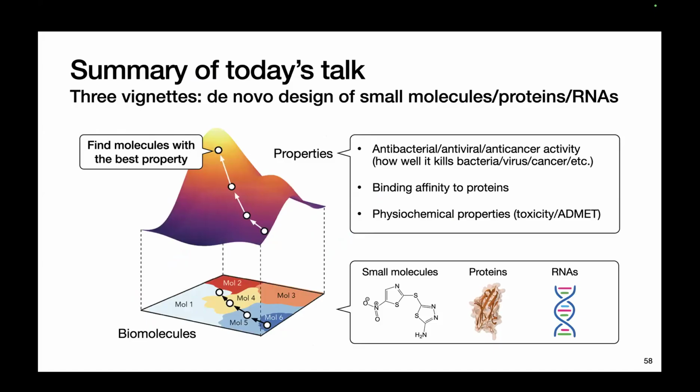Okay, I know that I went a little bit over time, but here is a summary. I shared 3 vignettes about how we can de novo design small molecules, proteins, or RNAs, and we work with experimental collaborators on some of those already to validate whether these are actually working, and we are actively pursuing collaboration on the protein and RNA front as well.